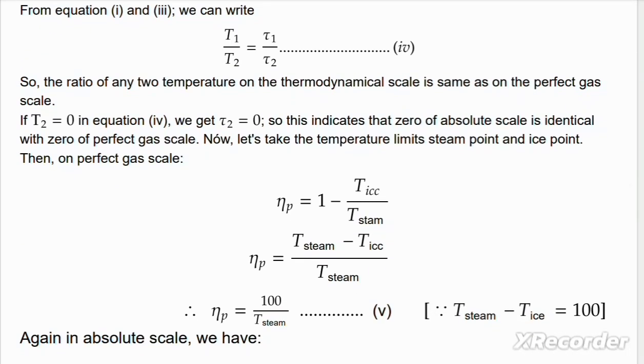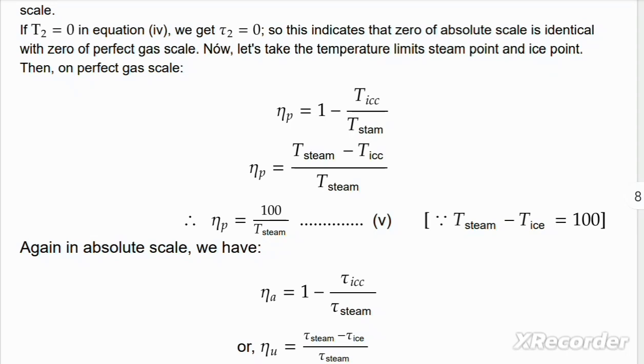So the ratio of any two temperatures on the thermodynamical scale is the same as on the perfect gas scale. If T2 is equal to 0 in equation fourth, we get tau 2 equal to 0. So this indicates that 0 of the absolute scale is identical with 0 of the perfect gas scale. Now let's take the temperature limits, steam point and ice point. Then on the perfect gas scale, eta P equal to 1 minus T ice divided by T steam, eta P equal to T steam minus T ice divided by T steam, and eta P equal to 100 by T steam. That is equation fifth.